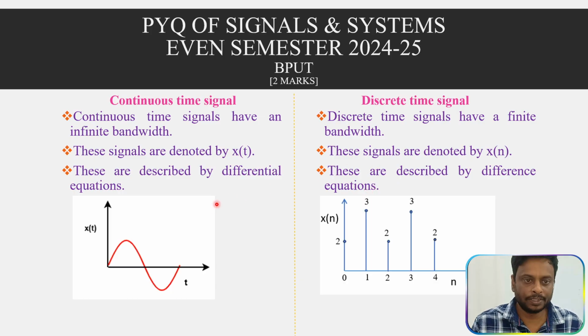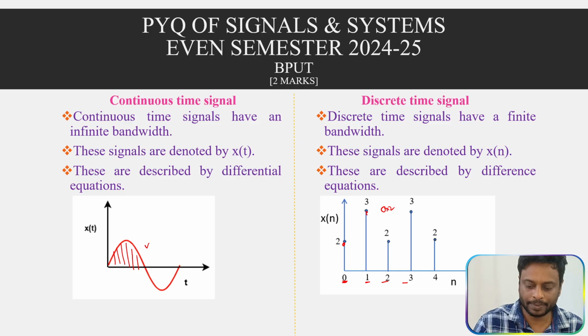This is an example of a continuous time signal. This is a typical sine wave. You can see we have a value at every instant of time. So this is our continuous time signal. But in this case, we have values at discrete intervals: 0, 1, 2. No values are defined between 0 and 1. At 0 the value is 2, and at 1 it is 3. This is the graphical representation of a discrete time signal. This is the difference between continuous time and discrete time signals.